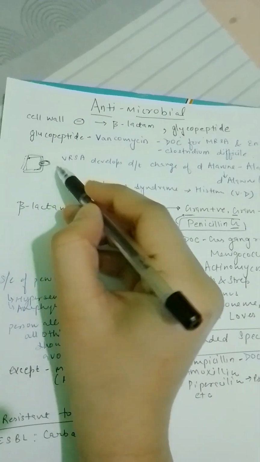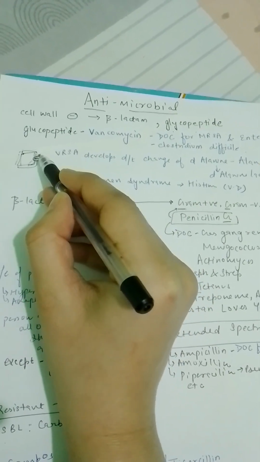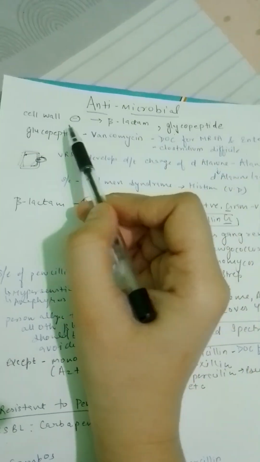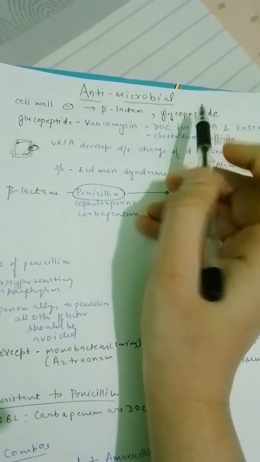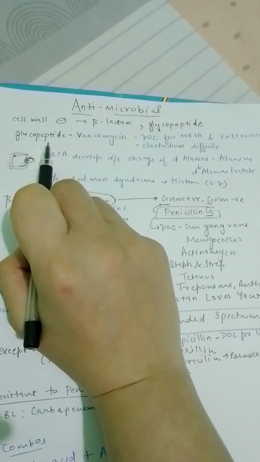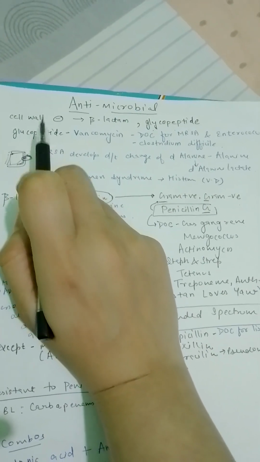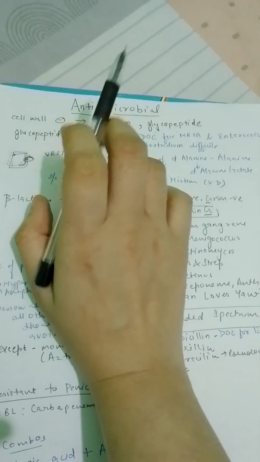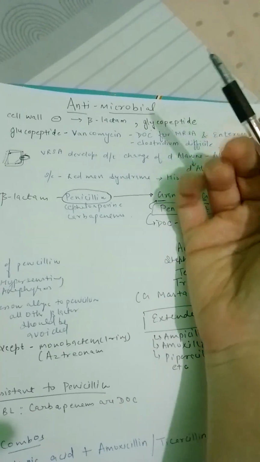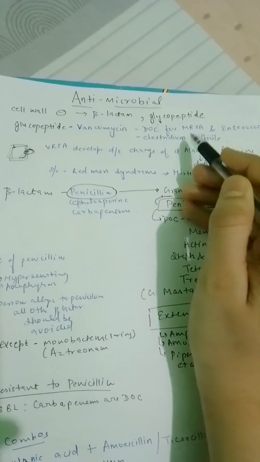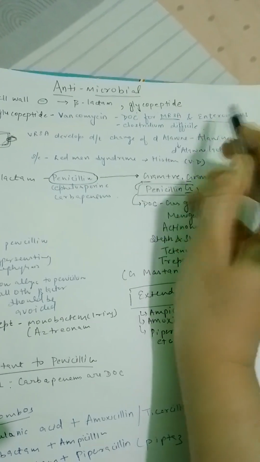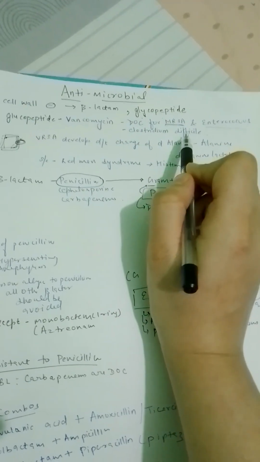If we give some drug and the drug inhibits this area, what will happen? The bacteria will not survive. That's how we are giving certain drugs which inhibit the cell wall. Number one is beta lactam, and number two is the glycopeptide. First we will talk about the glycopeptides. There are various types of glycopeptides, for example dalbavancin, telavancin, etc. But mainly we are going to focus on vancomycin, because they often ask about vancomycin. Vancomycin is a drug of choice for methicillin resistant staph aureus, and also a drug of choice for enterococcus. Also we can give it in clostridium difficile.